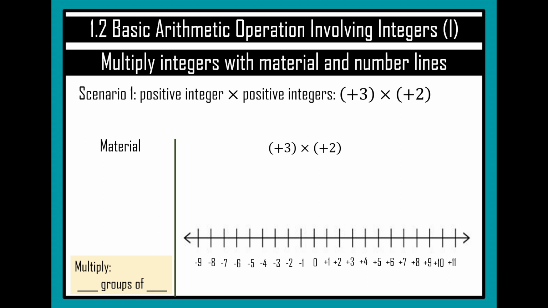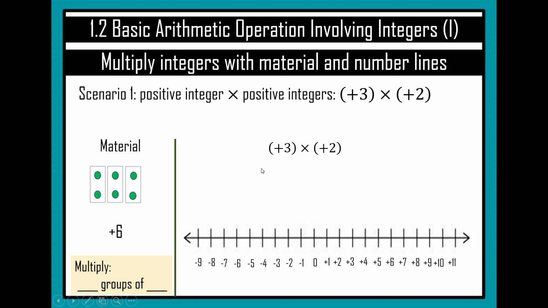Now the first scenario will be a positive integer multiplied with a positive integer. The way we read this multiplication will be 3 groups of 2, which means that I need 3 groups. In each group there are 2 positives, meaning green circles. So we have positive 6.